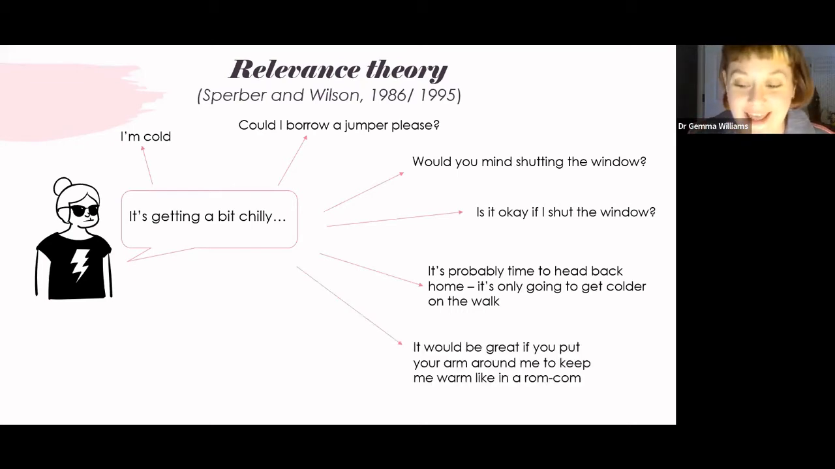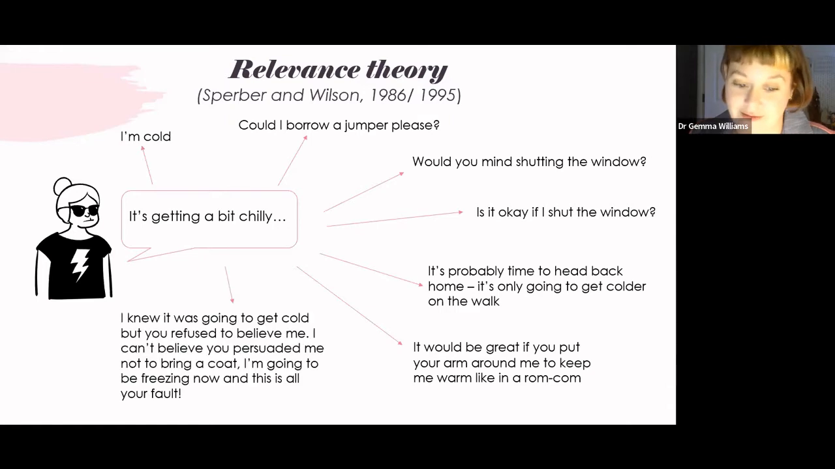It could also mean, it would be really great if you could put your arm around me, like in rom-coms. And it could also mean, I knew it was going to get cold, but you refused to believe me. I can't believe you persuaded me not to bring a coat. I'm going to be freezing now, and it's all your fault. And really, there's an infinite, or a close to infinite, number of ways that you can interpret anything that people say.